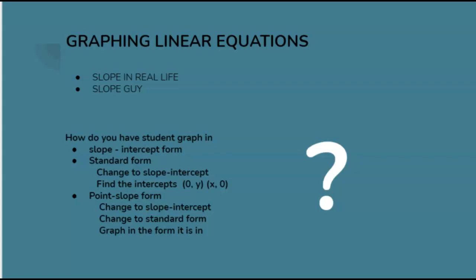Okay, so we're going to talk about writing equations in a little bit. But the main question is, if you're graphing, so let's think about that. How do you make them graph it if it is in point-slope form? Do you show them how to identify the point and the slope and then go straight to the graph? Or do you make them change it to one of the other forms? So that is my question to you.